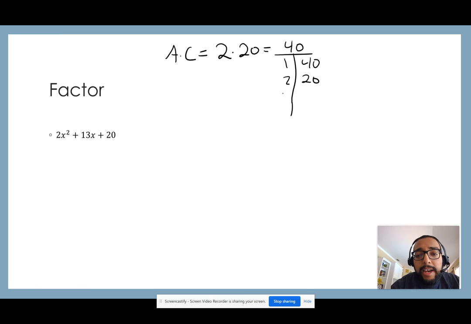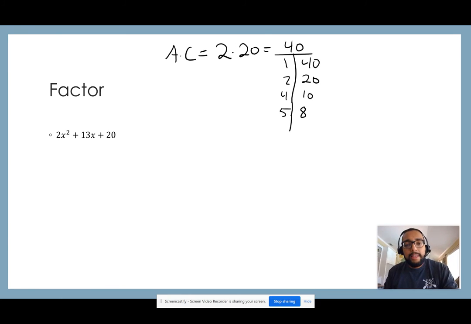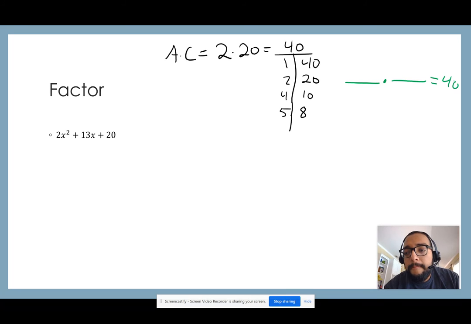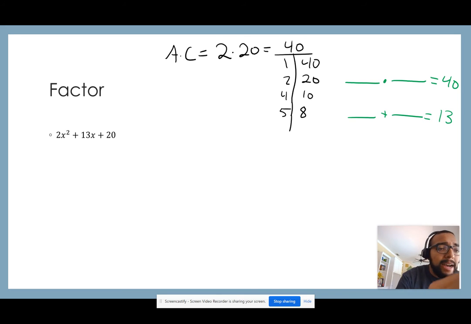2 times 20 is that. 4 times 10. 5 times 8. And that would be it. 6 doesn't go into 40, 7 doesn't, and we'll start repeating. So between those four pairs, we want to find a pair such that when you multiply them, you get 40. And then when you add them, you get 13. Again, where are we getting 13 from? That is my b term, x squared plus bx plus c.